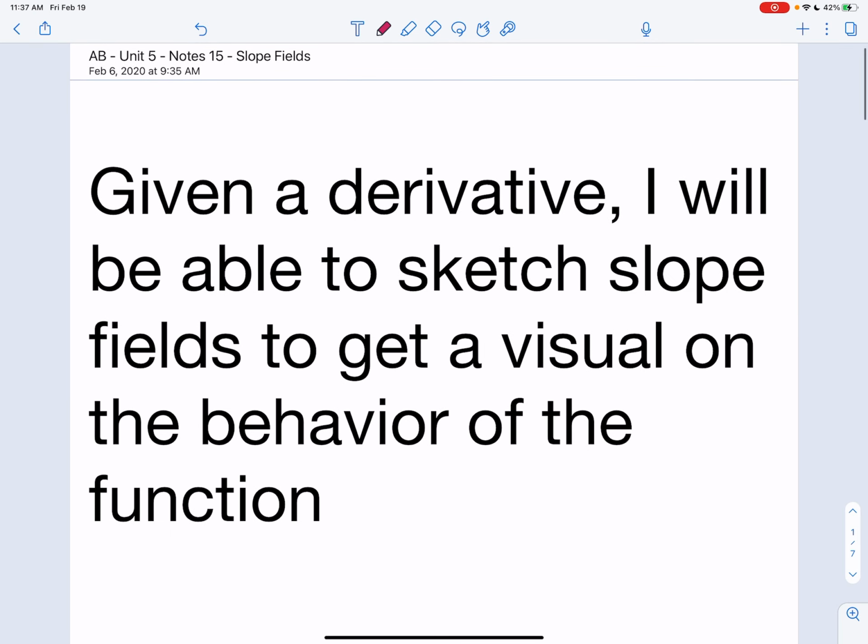Okay, given a derivative, you're going to be able to sketch something called a slope field to get a visual on the behavior of the function. So, to give you an idea of what that really means, here's a little bit of a warm-up for you guys.